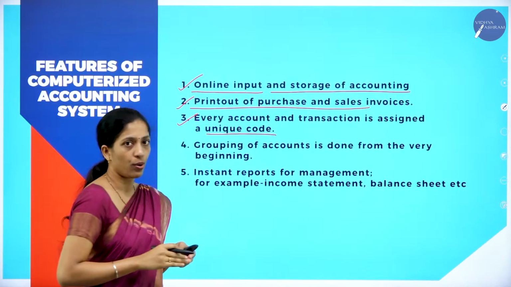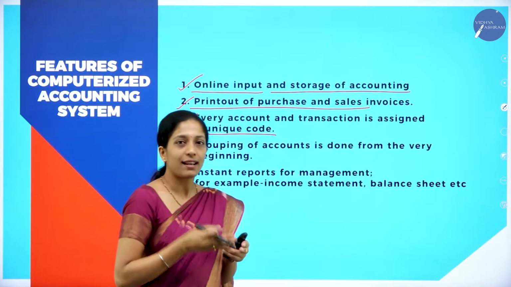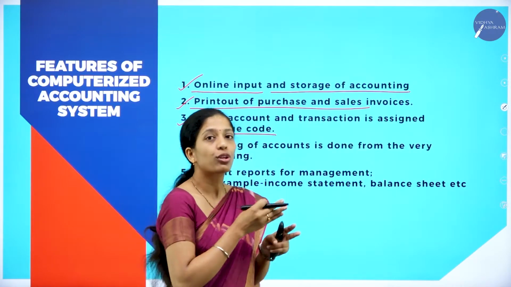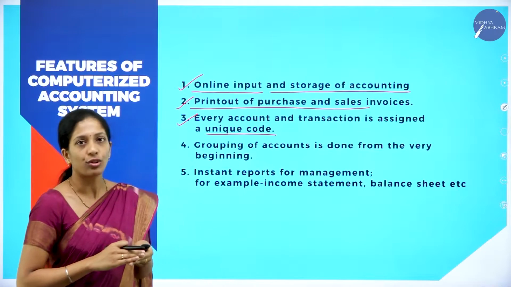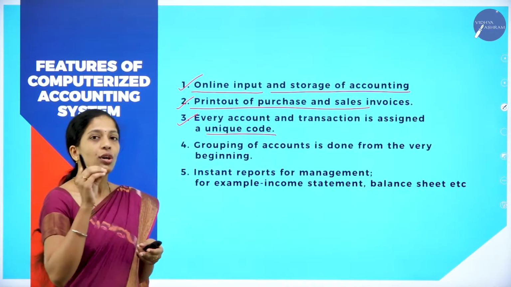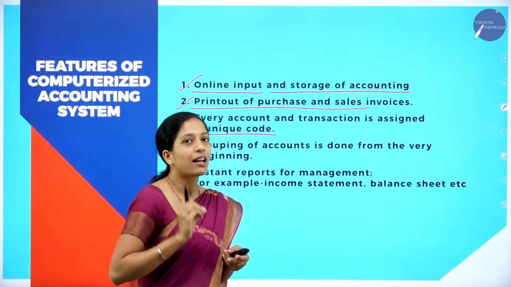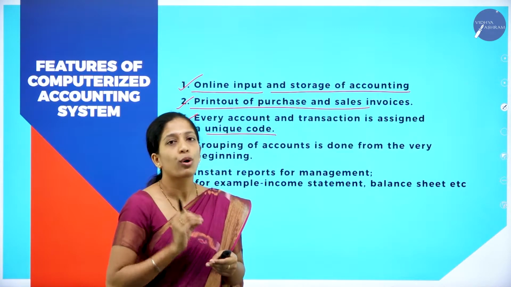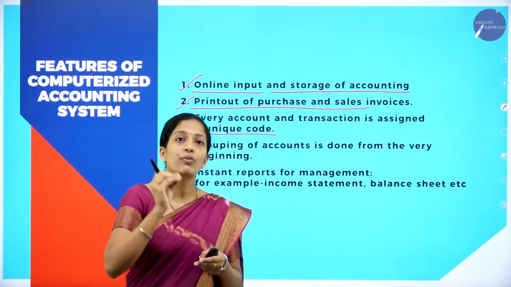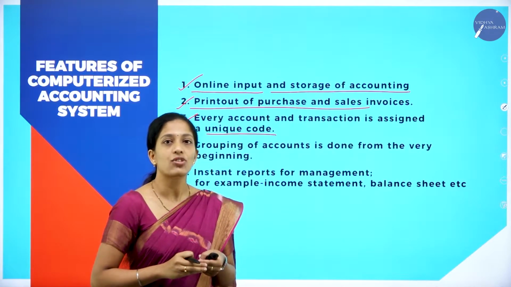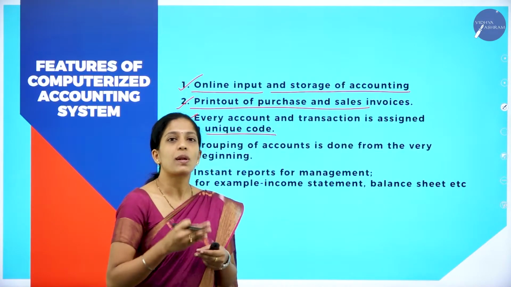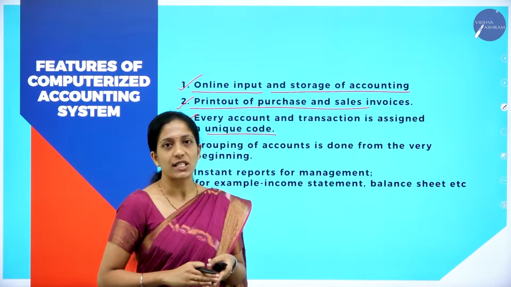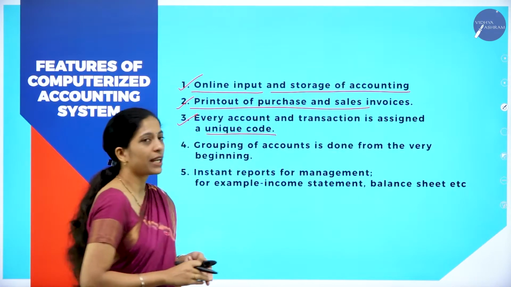And the third feature of computerized accounting system is that every account and transaction is assigned a unique code. In order to make the transaction easy to refer to, this unique code will be assigned through computerized accounting system. Like manually we write the serial numbers, in the same way, through computer, a unique code will be given to identify each and every transaction. This will be done through computer only, so that reference to the transaction takes place very easily through this unique code.